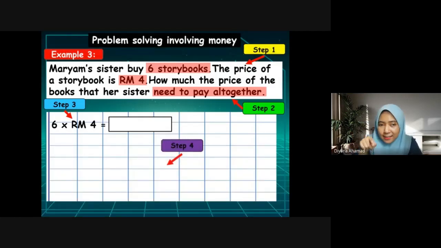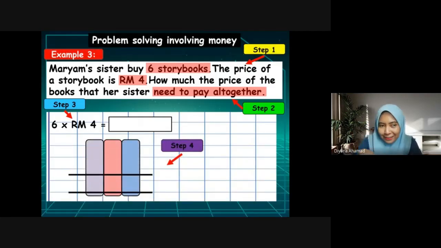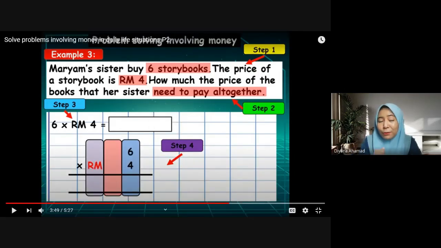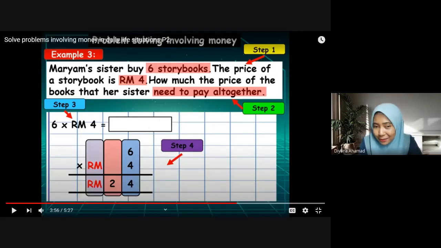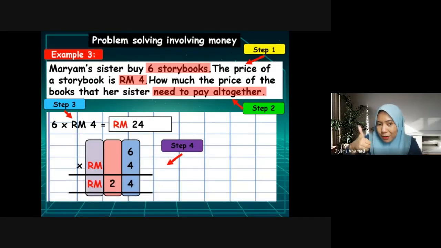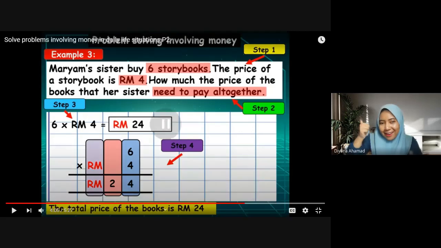Teacher, 6 times 4 ringgit. So, you guys arrange like that. So, 6 times 4, for those who already remember, you can answer very well. For those who still forgot timetable, look at your multiplication flower or your tatan books. So, what is the answer? Is 24 ringgit. Don't forget this is money, so don't forget to put RM. So the answer is 24 ringgit. That means Mariam's sister needs to pay for the 6 storybook is 24 ringgit. Are you okay with that?